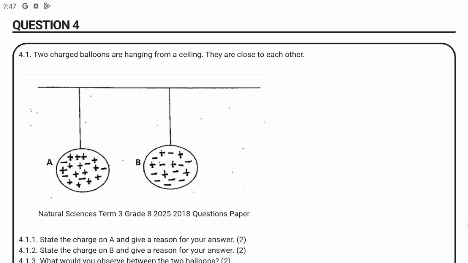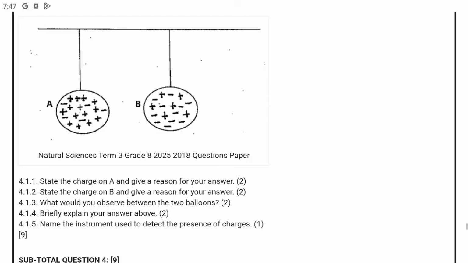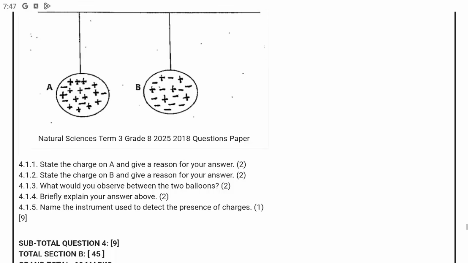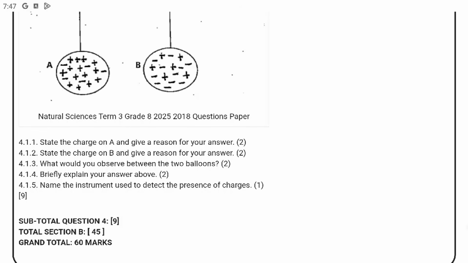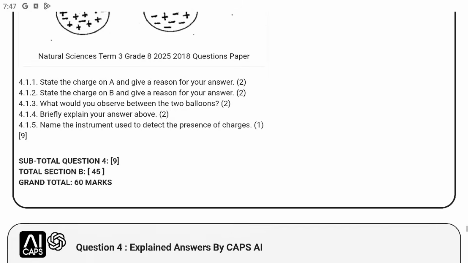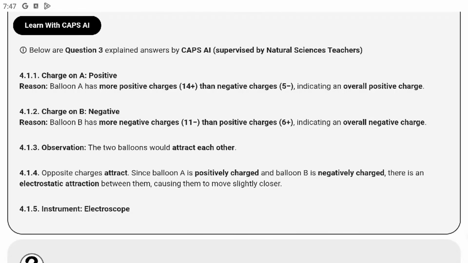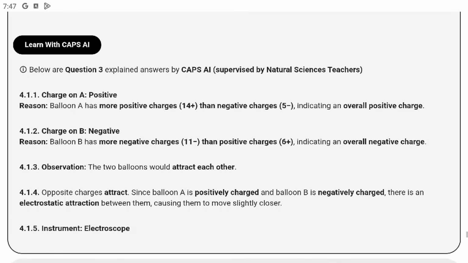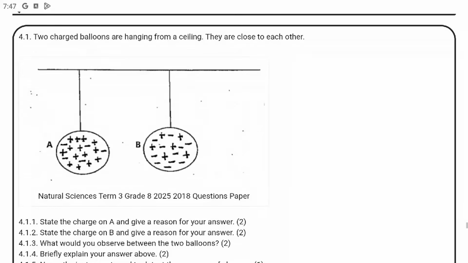So 4.1, two charged balloons are hanging from a ceiling. They are close to each other. Okay, so we can see balloon A on the left and balloon B on the right. Okay, 4.1.1, state the charge on A and give a reason for your answer. Reason, okay, A is positive. Can you confirm that?